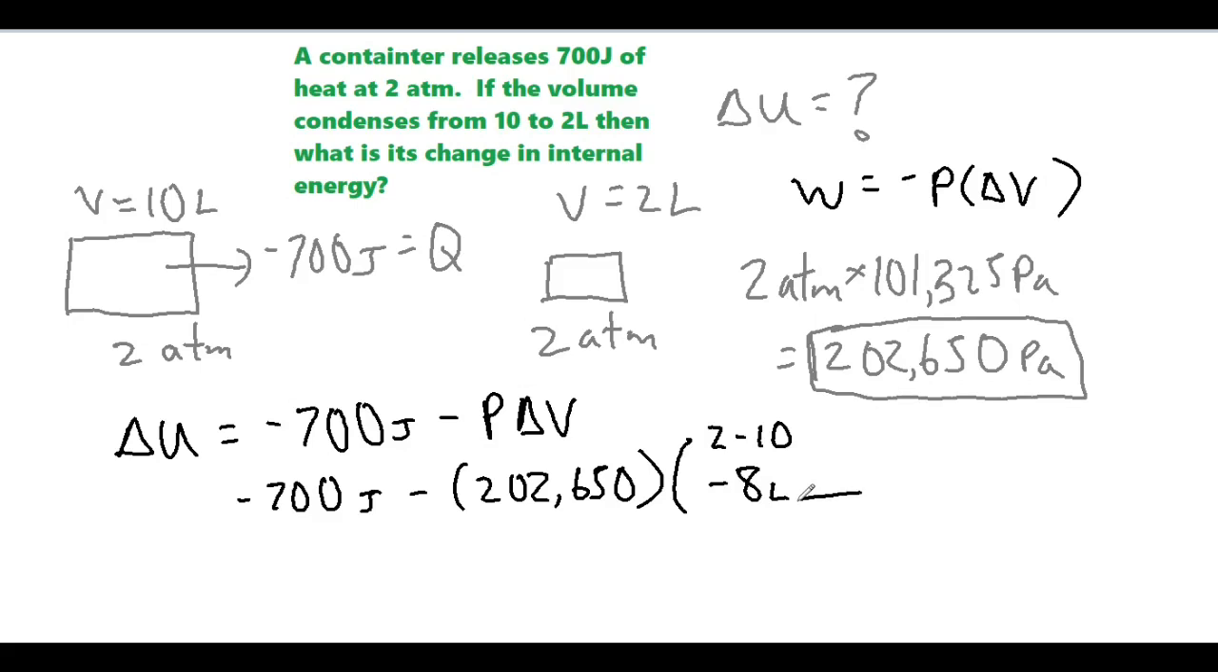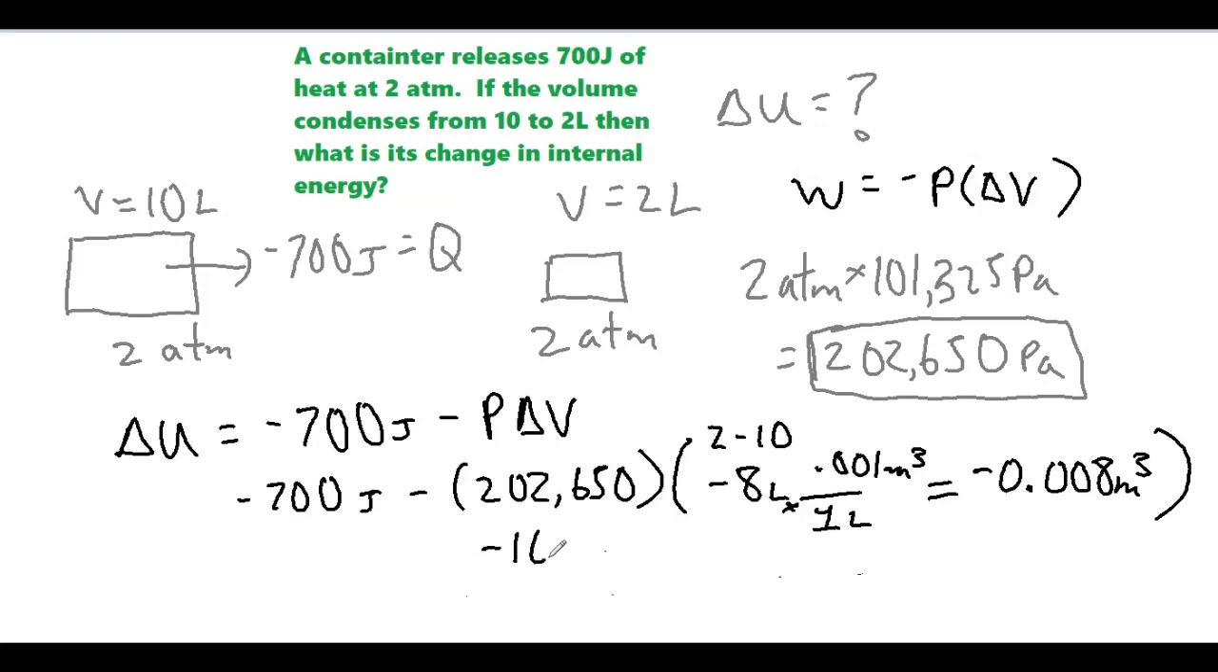Now, in 1 liter, we have 0.001 cubic meters. So what that's going to do is basically make us slide our decimal a couple over, and then we have negative 0.008 meters cubed. So now we're in all of these standard units that we need for this problem. So we can take 202,650 times negative 0.008, which gives us negative 1,621.2 joules.